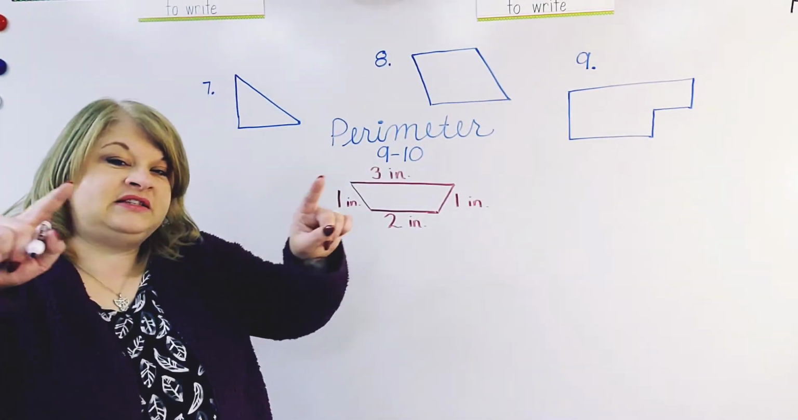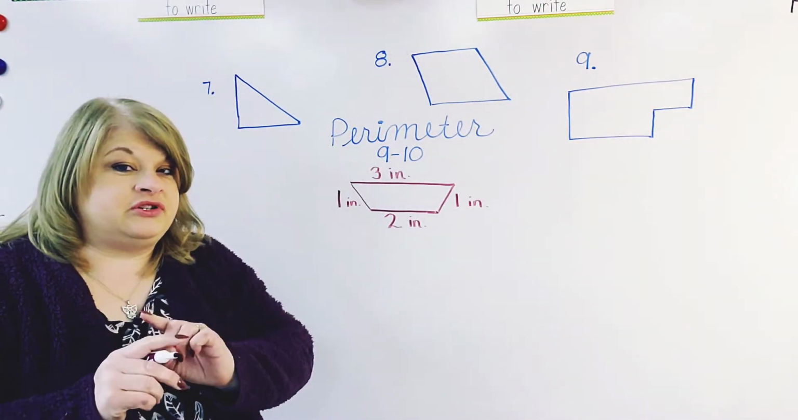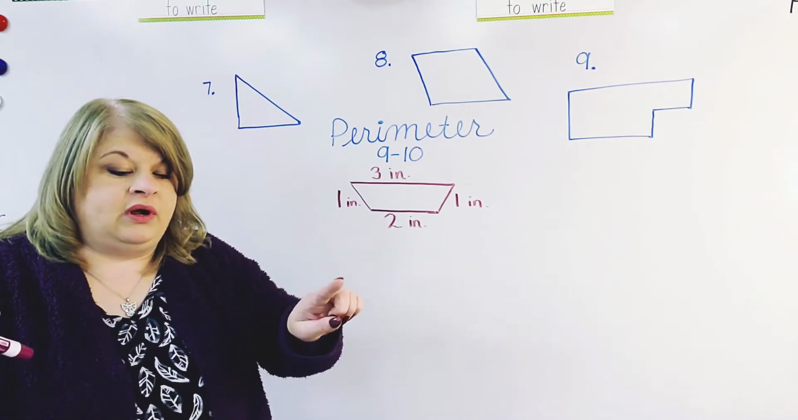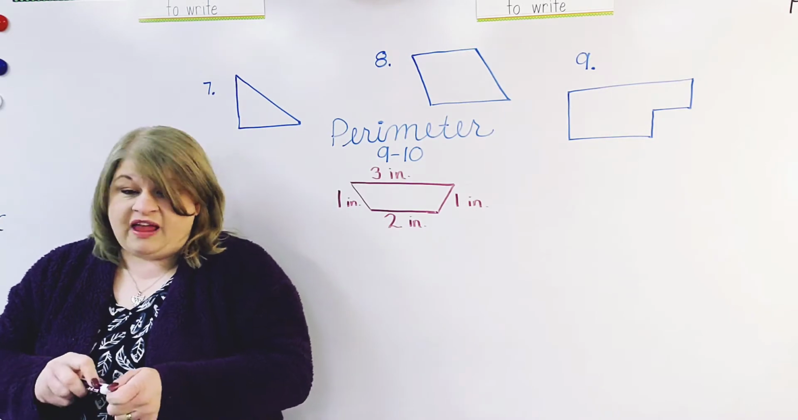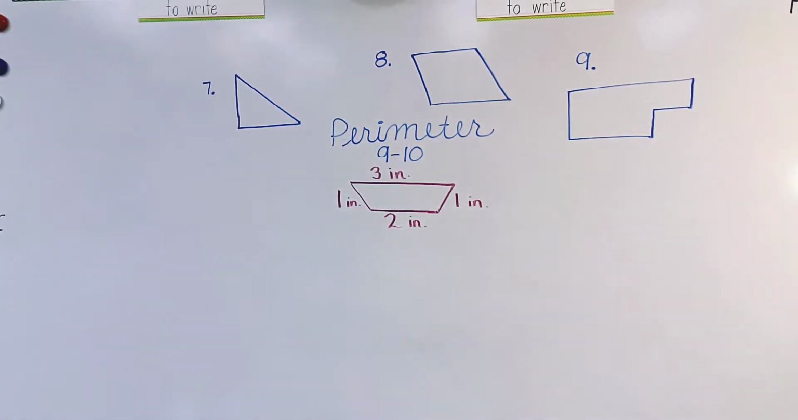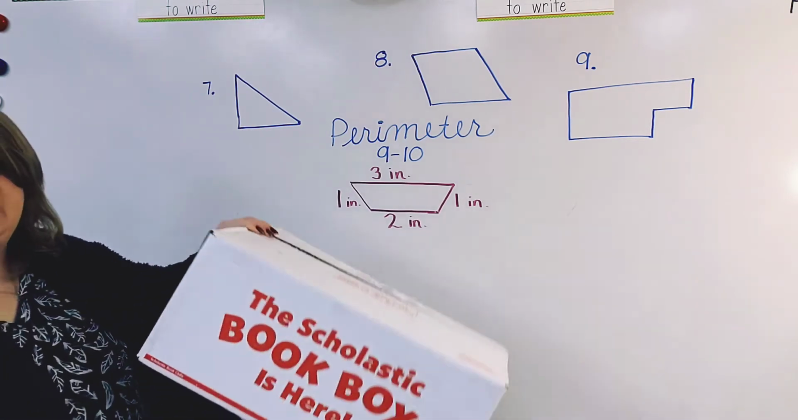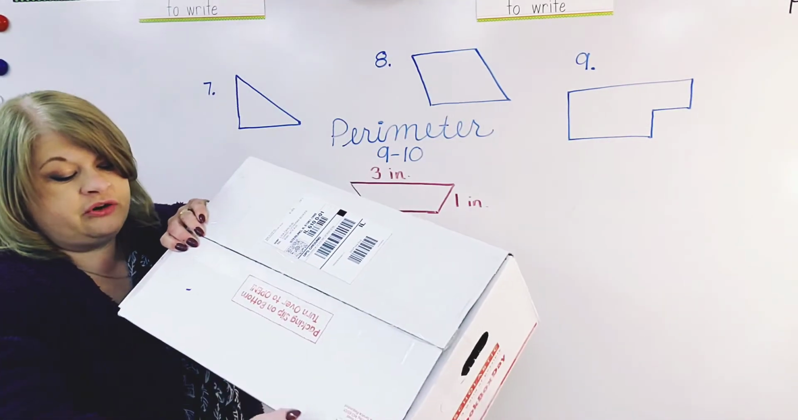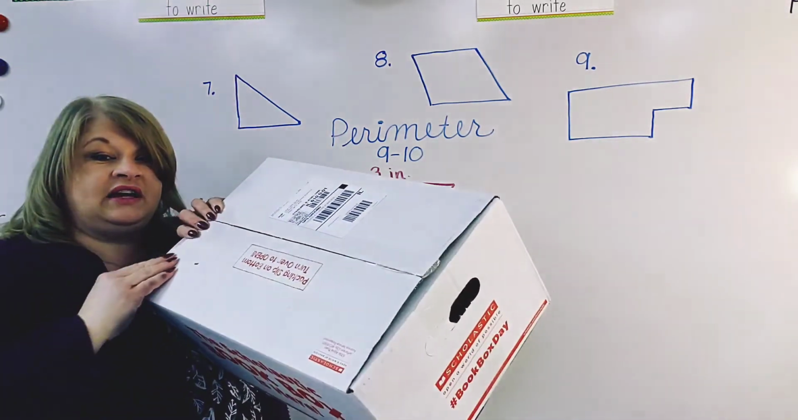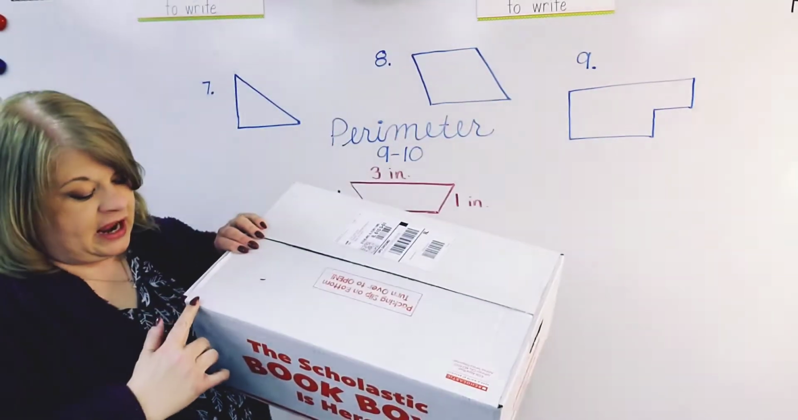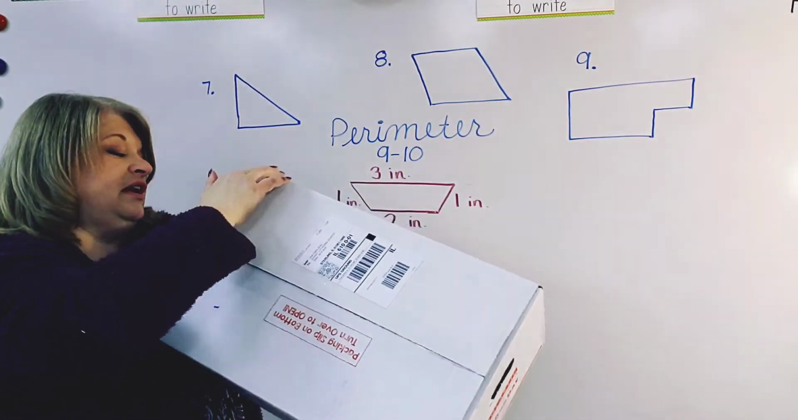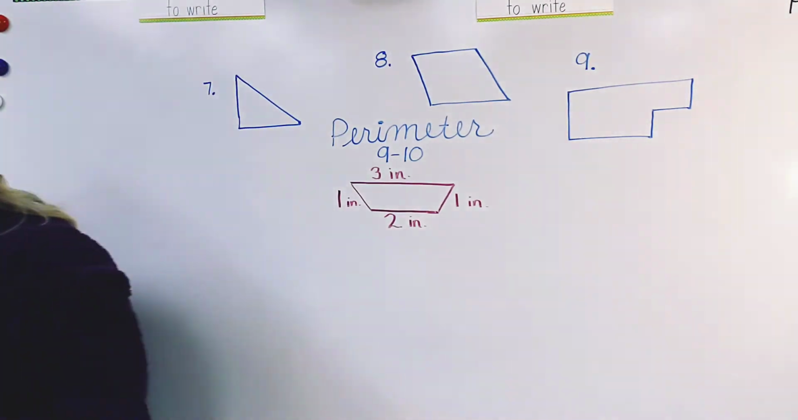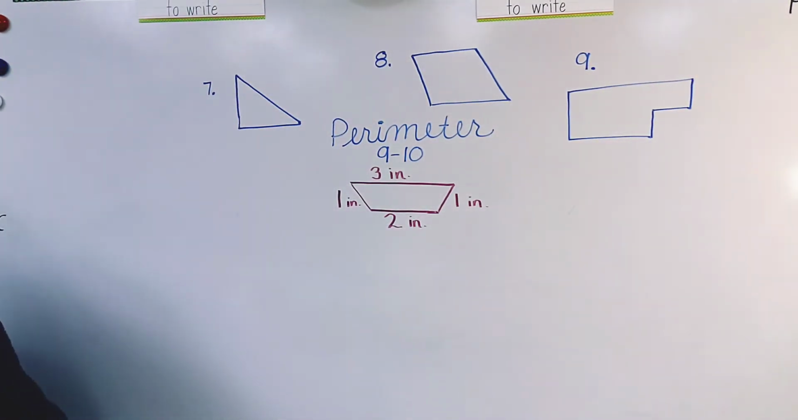Perimeter is the distance around the outside measured area, okay? Going around it. Let's say I want to measure the perimeter of a box. Oh, I just happen to have a box right here, don't I? All right, this is one of the Scholastic boxes, right? I want to measure the perimeter around the outside edges of this box. In order to do that, I would need to measure this line, and this line, and this line, and this line.